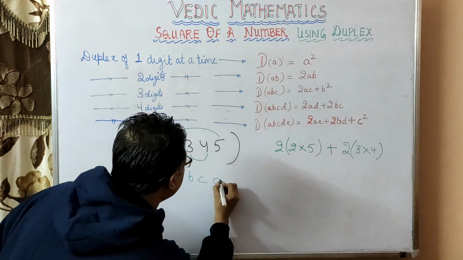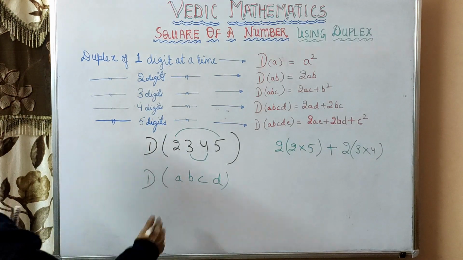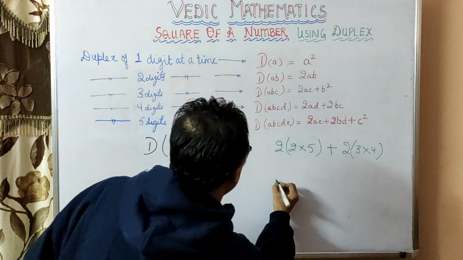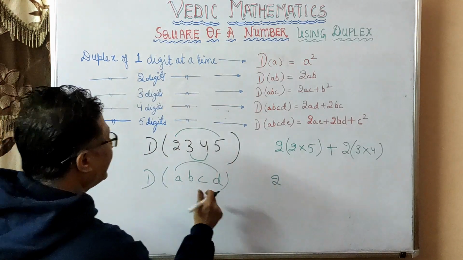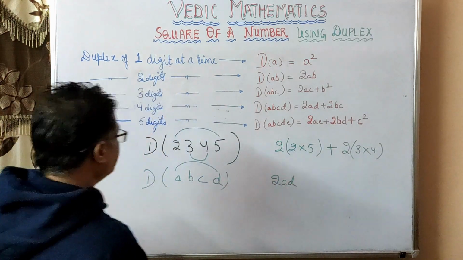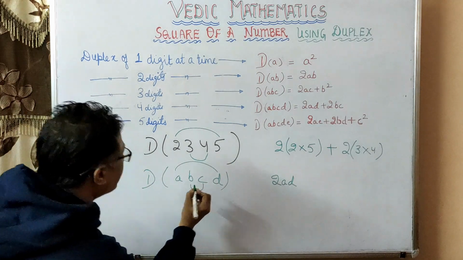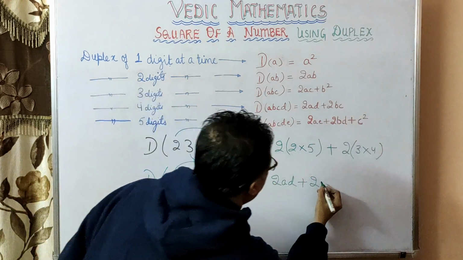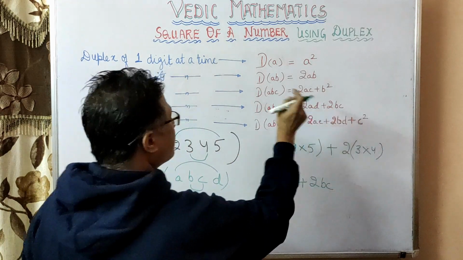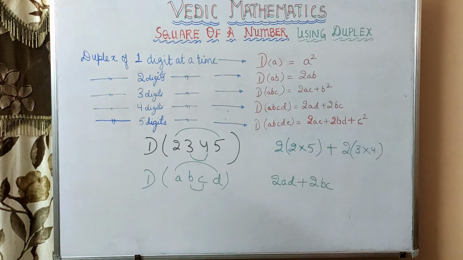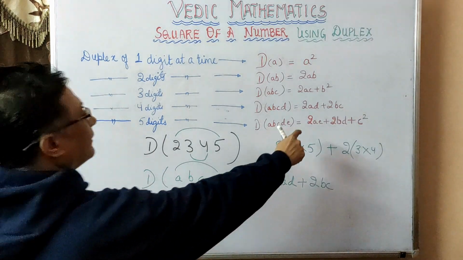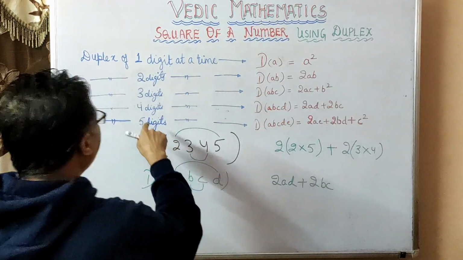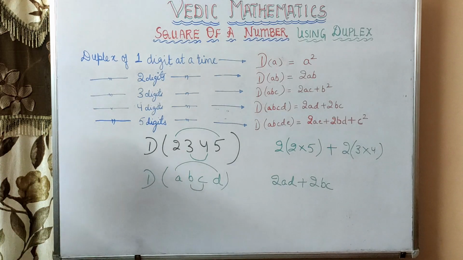A, B, C, D. So now, corner to corner, double them to get 2AD, and then these two remain, plus 2BC. Isn't this the same? So now you know how we reduced this. This is the duplex whenever we calculate 4 digits at a time.